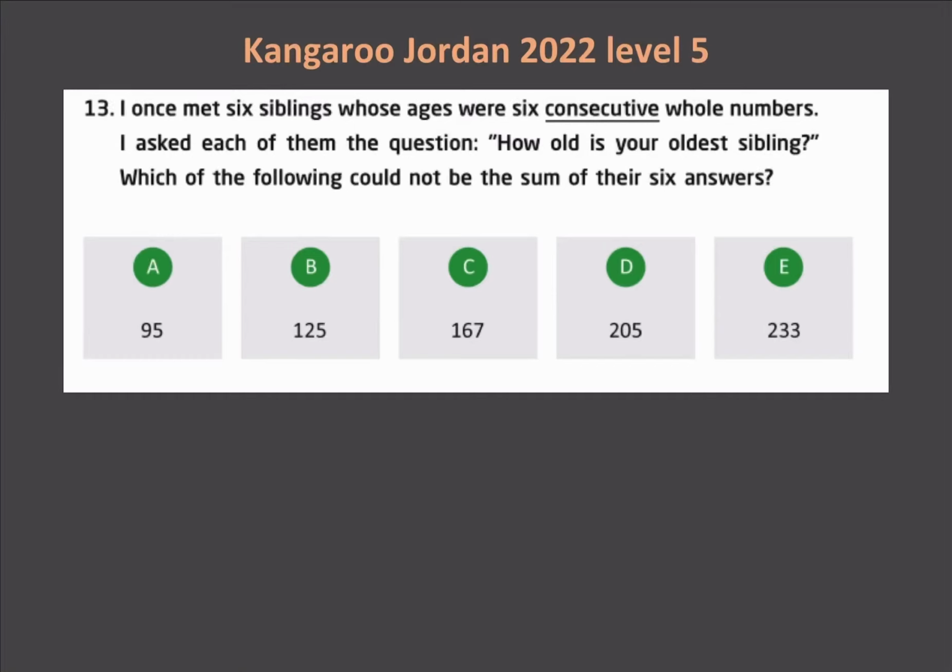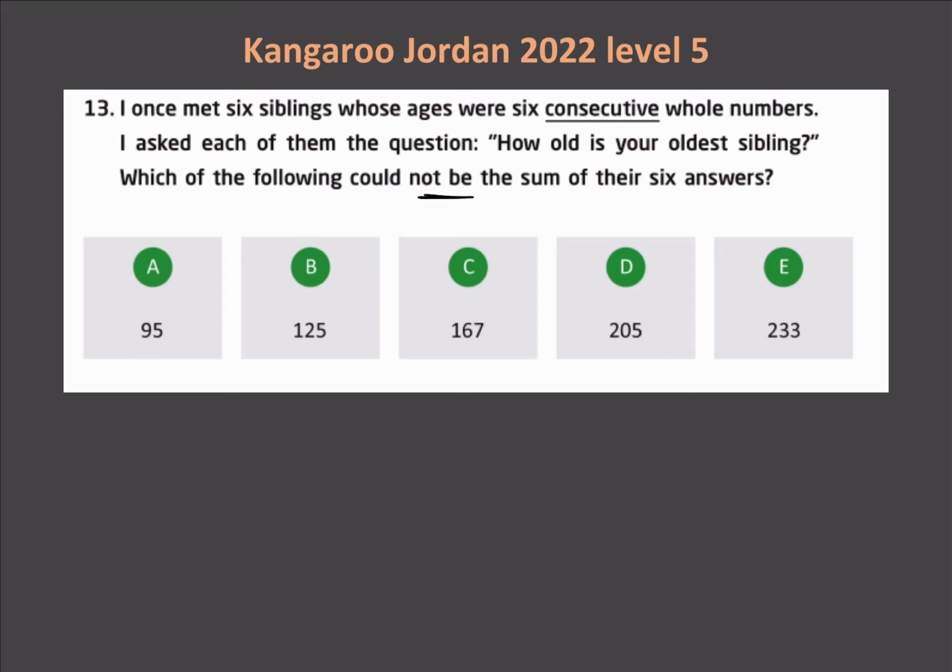Now, question 13. I once met 6 siblings whose ages were 6 consecutive whole numbers. I asked each of them the question, how old is your oldest sibling? Which of the following could not be the sum of their 6 answers? So we need to know which of the following is not a correct answer. So this is very important. We need to know which one is not working.